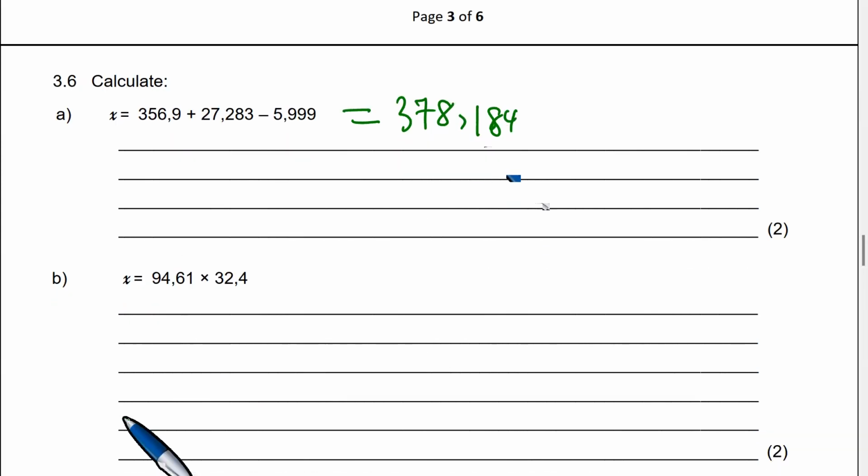B, what do you think the answer is? So is it 3,065.364? Let's check. You got 3,065.364. Yes, that's correct. I'm not going to waste a lot of your time with this. Next.